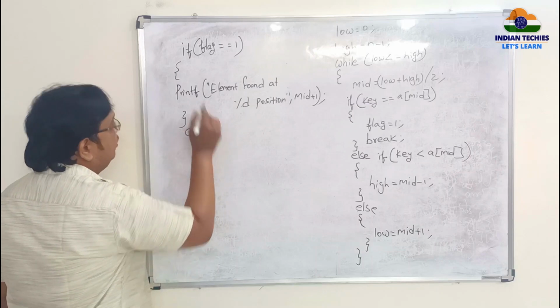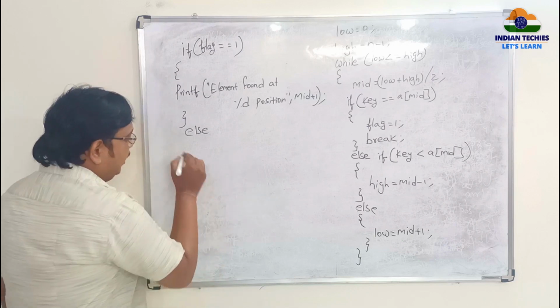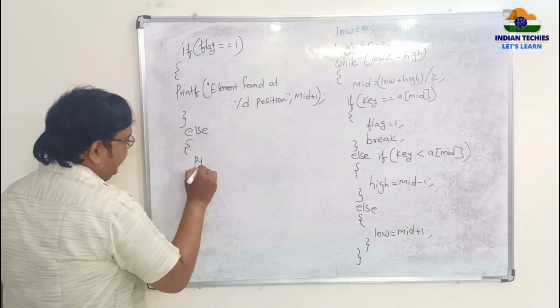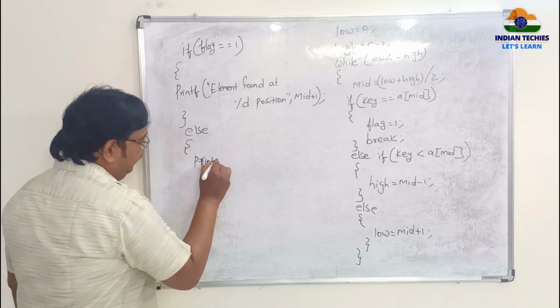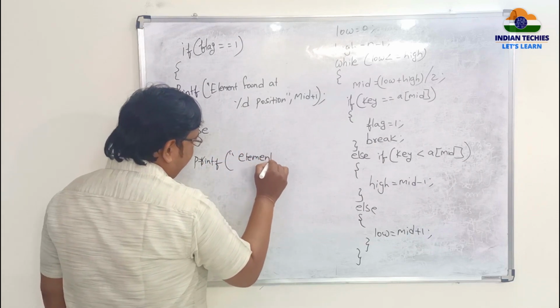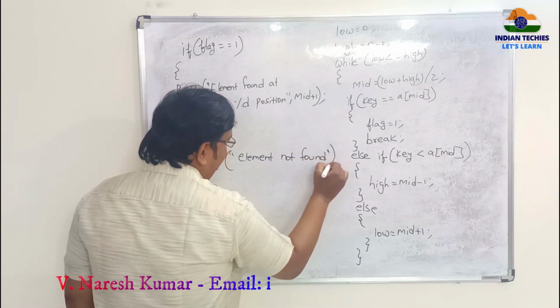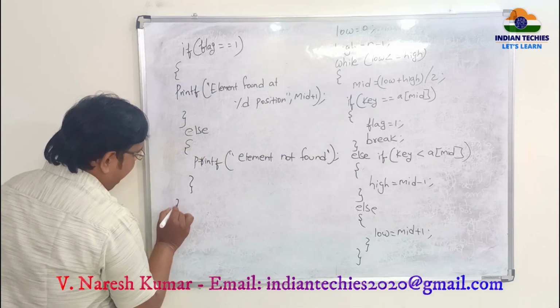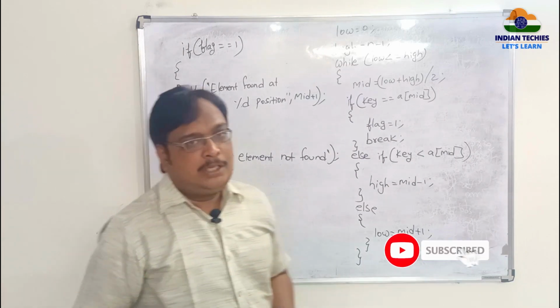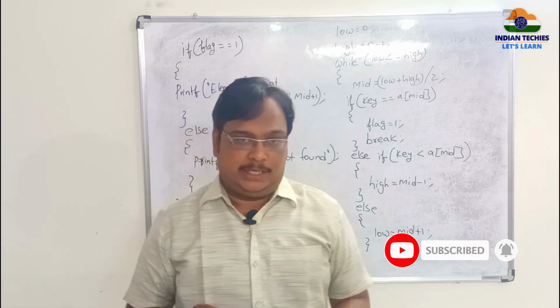So if flag value is not equal to 1, that is if this condition is false, then printf "element not found". Right? Close else and close program. This is how we will be performing binary search algorithm.